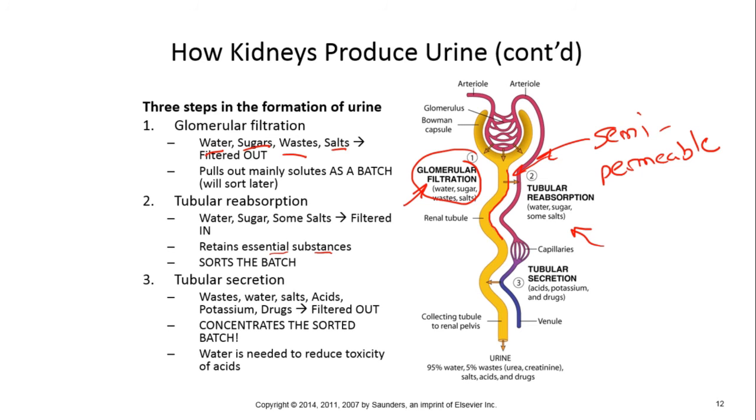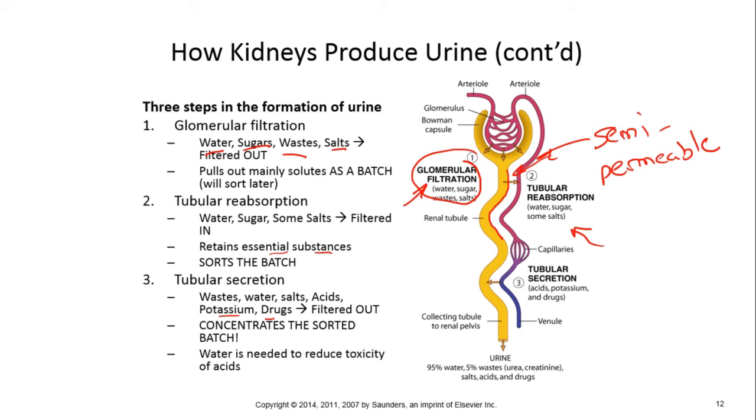And the last of the three steps in the formation of urine is known as tubular secretion, where waste, some water, some salts and acids, potassium, and drugs get filtered out. And this further concentrates a sorted batch.